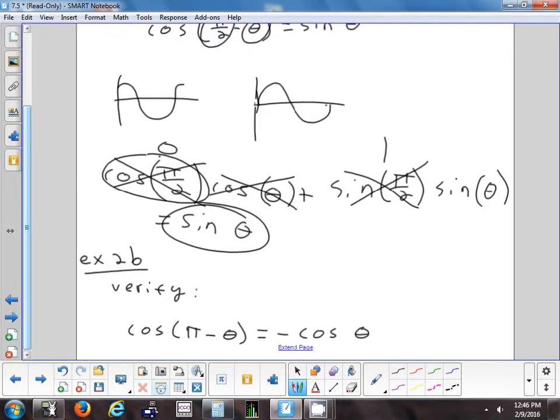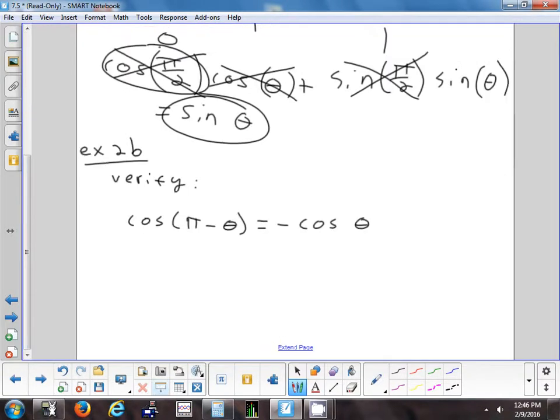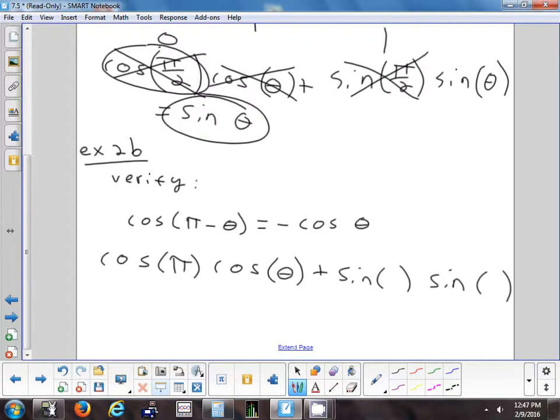All right, we could also look at this one. It's pretty much the same idea, except now try it with pi, and everything's going to cancel out, and you're going to be left with negative cosine. So we have cosine, cosine, sine, sine. Tom, what would I fill in for my first argument? Pi. Second argument? Theta.